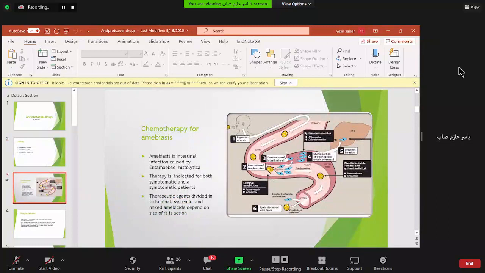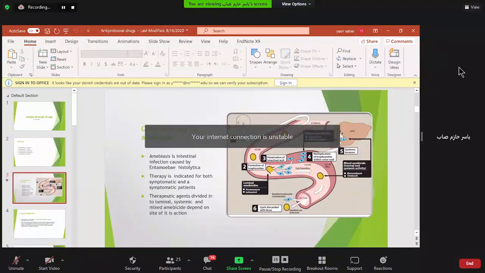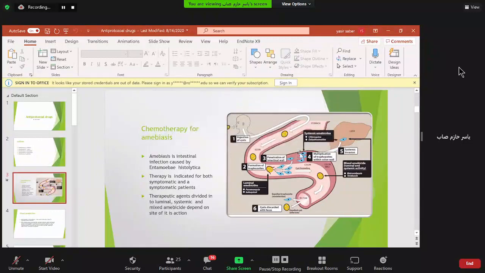Trophozoites can penetrate the intestinal wall and lead to multiplication of trophozoites within the colon wall. And after that, it can cause systemic invasion, the most common of which is the liver, or formation of the cyst again and expel trophozoites, which are non-infective, or expel the cyst, which is infective.